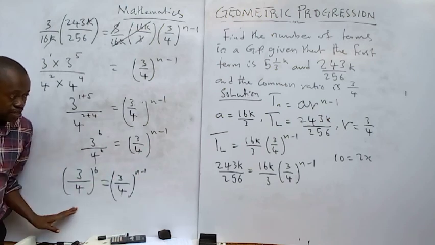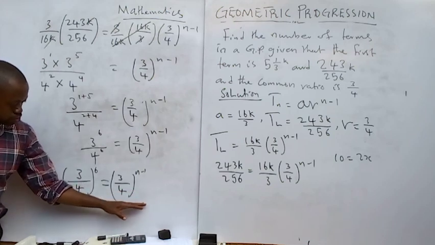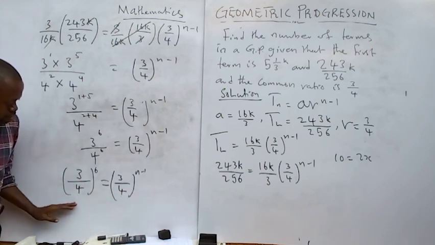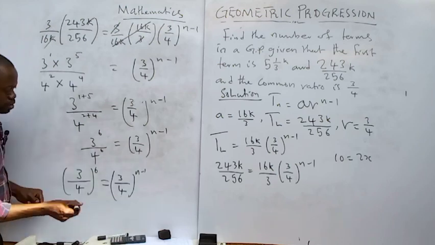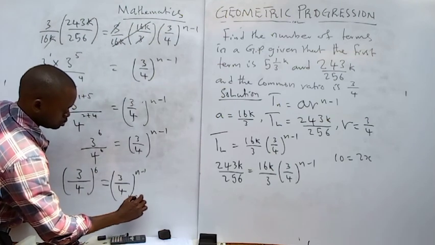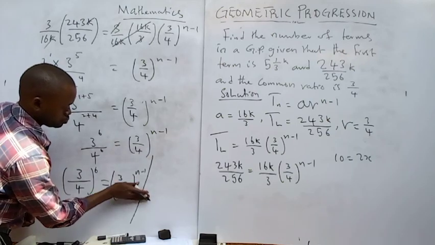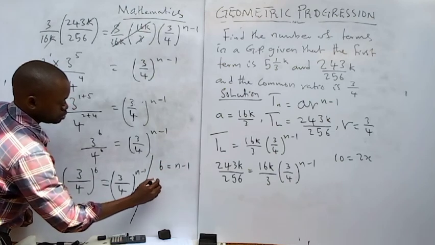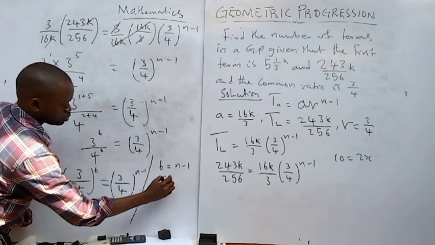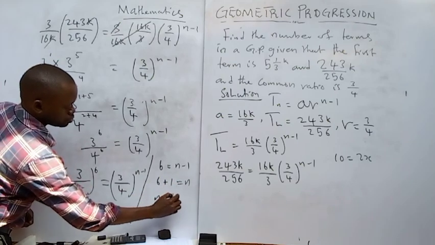So you can say, since the base are equal, equate the powers. Put it into right and under here. I'm just trying to manage time and space. Since the base are equal, equate the powers. And you now see 6. You now say 6 is equal to n minus 1. It then means 6 plus 1 equals to n. It then means n is equal to 7.